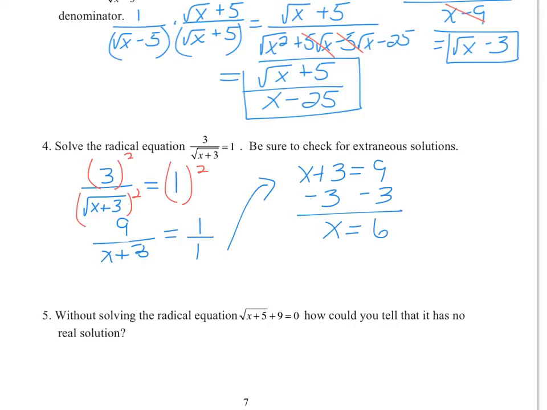Okay, let's check to see if 6 works. So if I put 6 in for x, 6 plus 3 is 9, the square root of 9 is 3, 3 over 3 is 1, and it works. So my answer is x equals 6. All right, let's take a look at number 5.